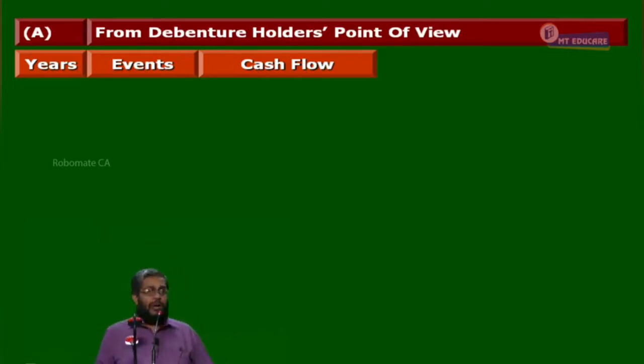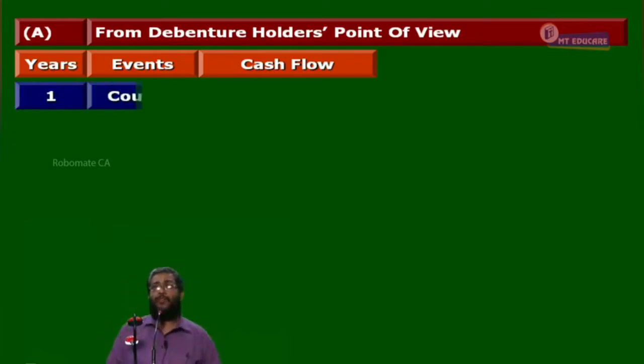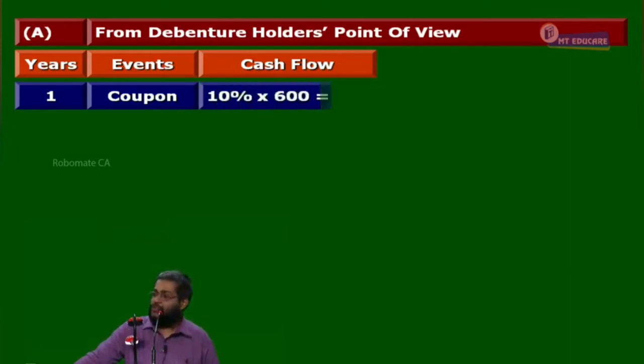I buy the bond today at how many rupees? 600. You leave it at that price. Now, when I pay 600 and buy the bond today, what do I get from the bond? In year one, I get a coupon. What is the coupon rate for this bond? 10%. And on how many rupees? 600. How much do I get as coupon? 60. 10% of 600, the coupon is 60.